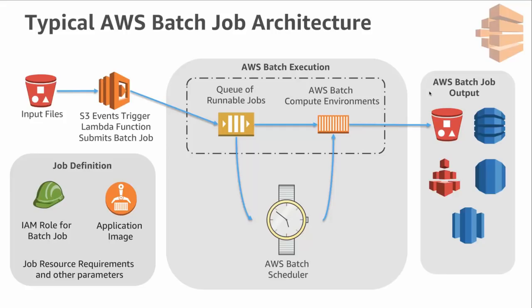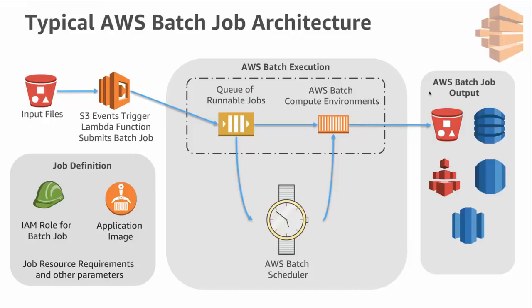So this is really a very typical AWS Batch job architecture, right? So on the left-hand side, we have our job definitions. We've defined our roles. We provide our application image or our Docker image and any other job resource requirements and other parameters that we need. We then have input files, and we have S3 events that would trigger Lambda functions to submit new Batch jobs once those input files have been dropped into the S3 bucket.